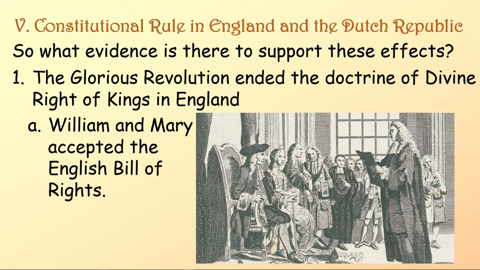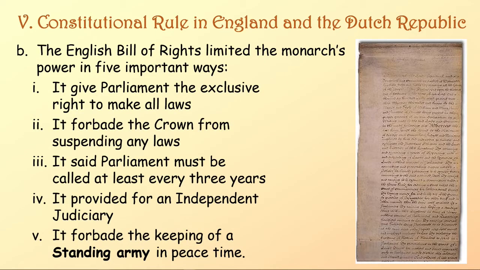So what evidence is there to support these effects? Well, number one, the Glorious Revolution ended the doctrine of divine right of kings in England. William and Mary accepted the English Bill of Rights. The English Bill of Rights limited the monarch's power in 5 important ways. Number one, it gave Parliament the exclusive right to make all laws.